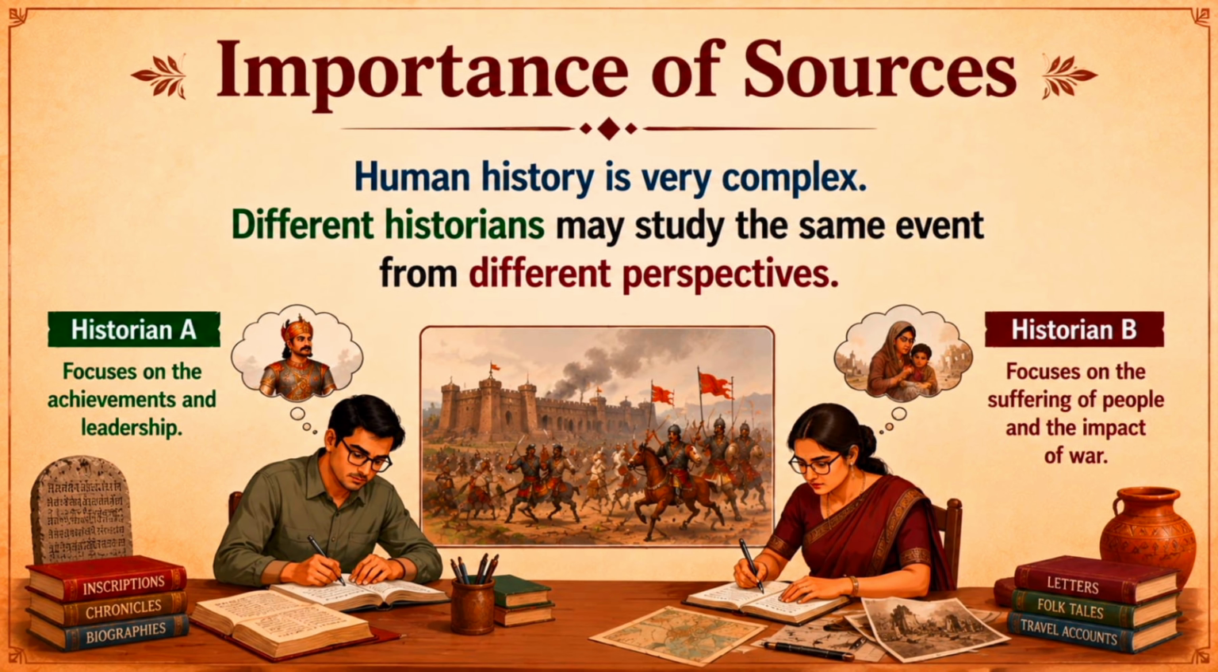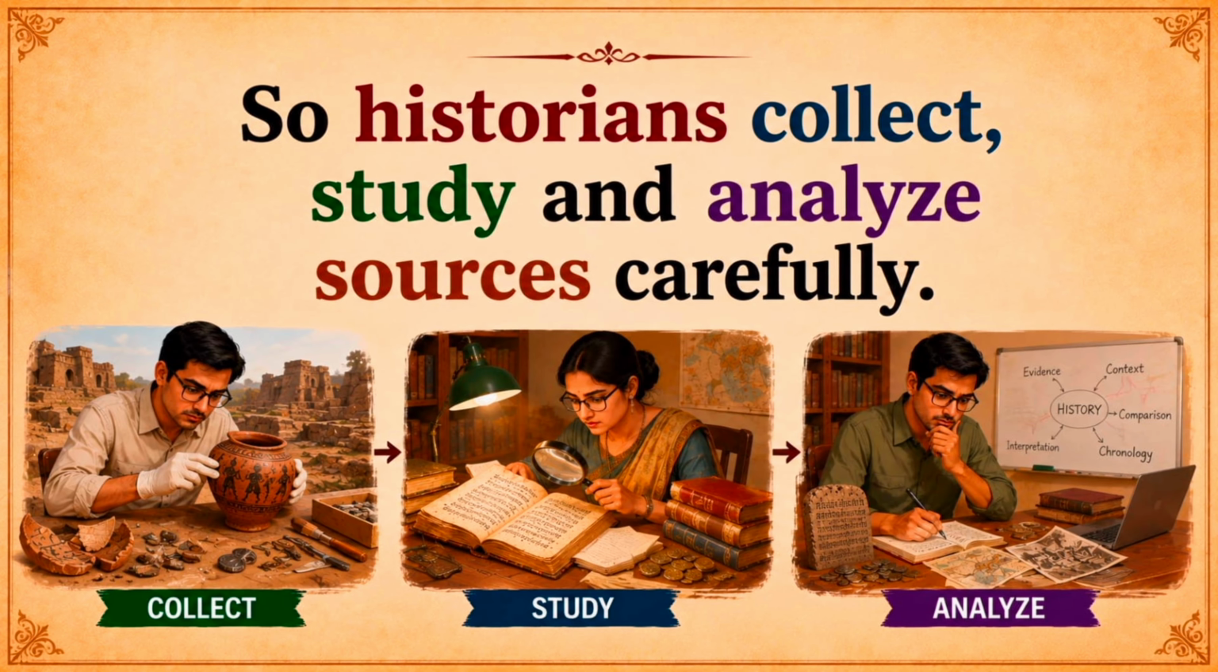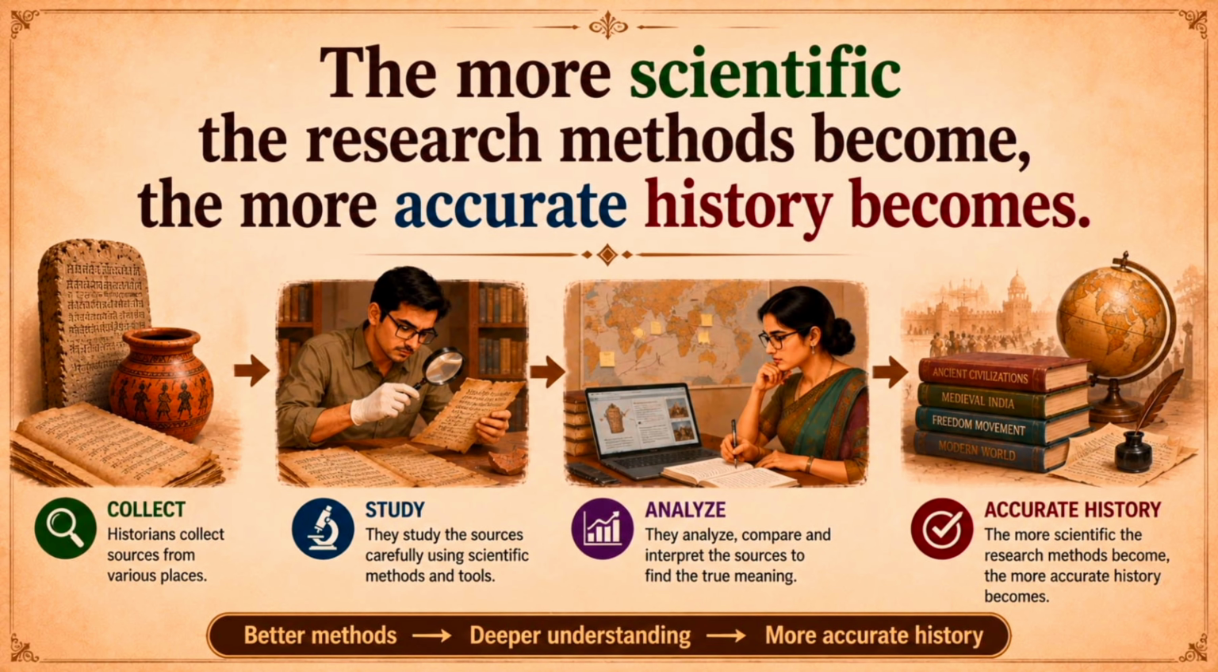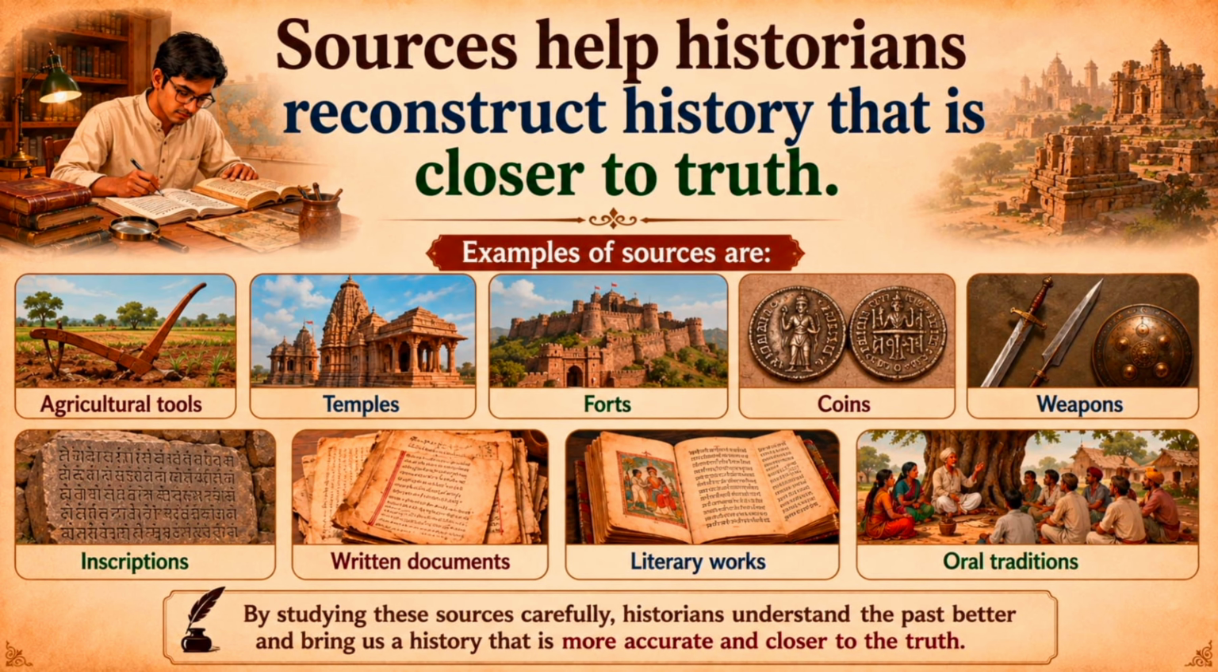Now, the importance of sources. Human history is very complex. Different historians may study the same event from different perspectives. So, historians collect, study, and analyze sources carefully. The more scientific the research methods become, the more accurate history becomes. Sources help historians reconstruct history that is closer to truth. Examples of sources are agricultural tools, temples, forts, coins, weapons, inscriptions, written documents, literary works, and oral traditions.